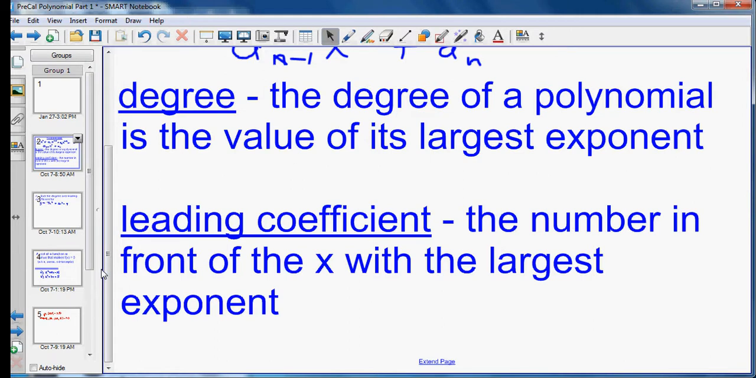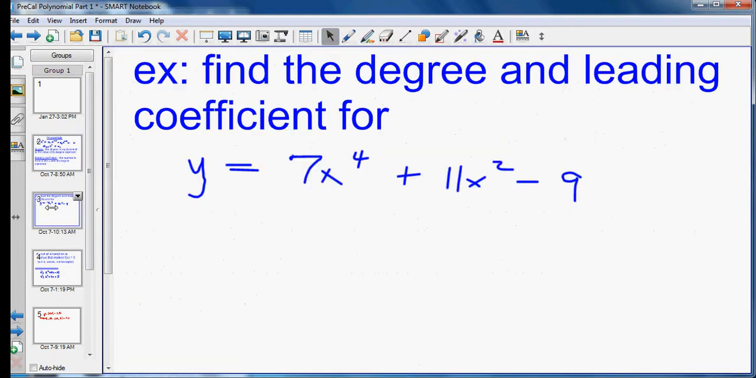It says find the degree and the leading coefficient for y equals 7x to the 4th plus 11x squared minus 9. So my job is to look for the biggest exponent that x has, and we see that is the 4. So I know right away my degree is 4.